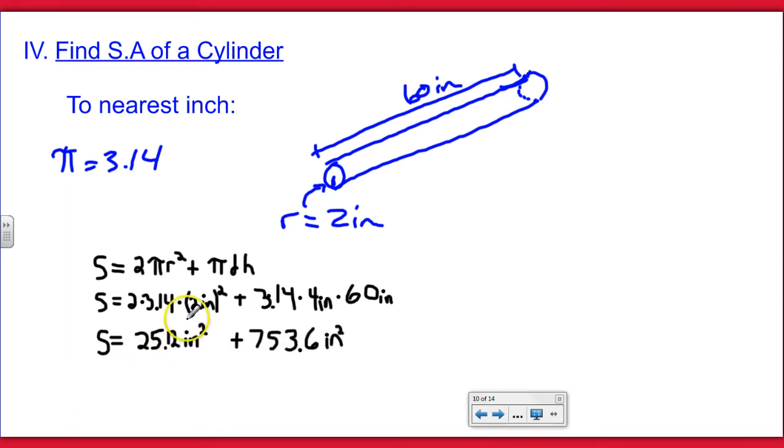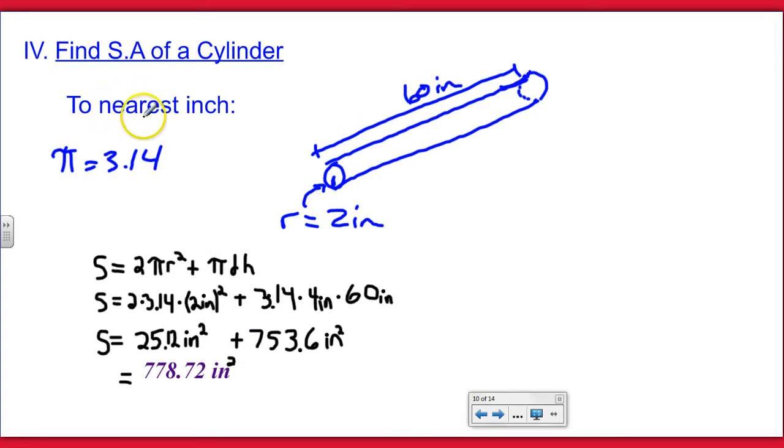Okay, and so when we multiply here, we multiply 2 times 3.14 times 4 inches squared, giving us 25.12 inches squared. And over here we have 3 factors, 3.14 times 4 times 60. And now when we add these two together, we end up with 778 and 72 hundredths inches squared.